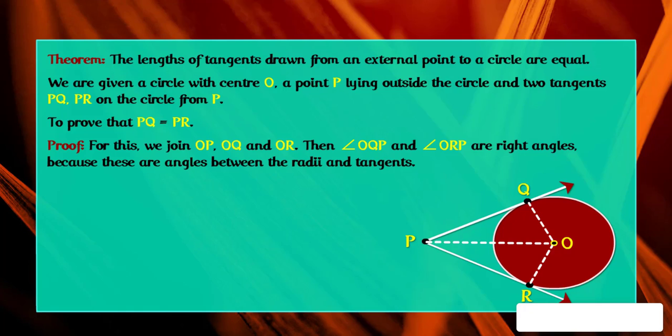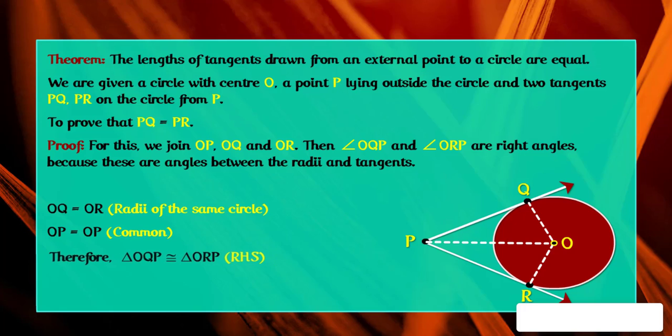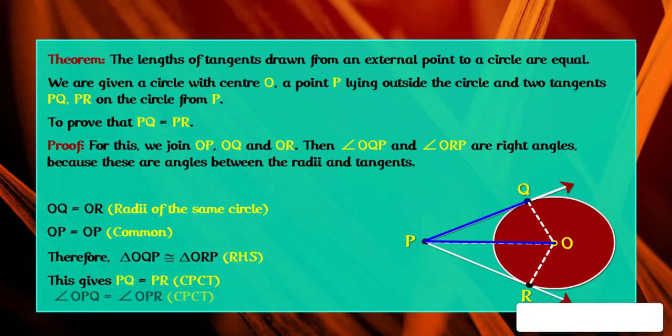Now, in right triangles OQP and ORP, OQ is equal to OR, radii of the same circle, OP is equal to OP, common. Therefore, triangle OQP is congruent to triangle ORP by RHS. This gives PQ is equal to PR by CPCT. Also note that angle OPQ is equal to angle OPR by CPCT.